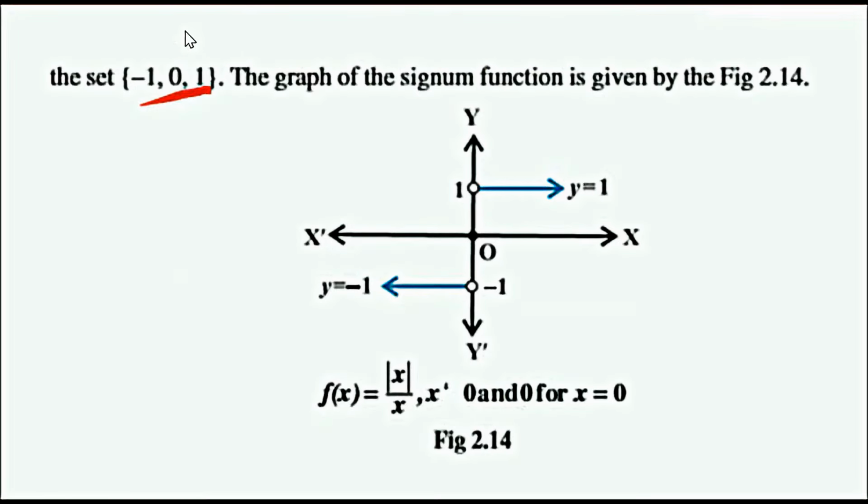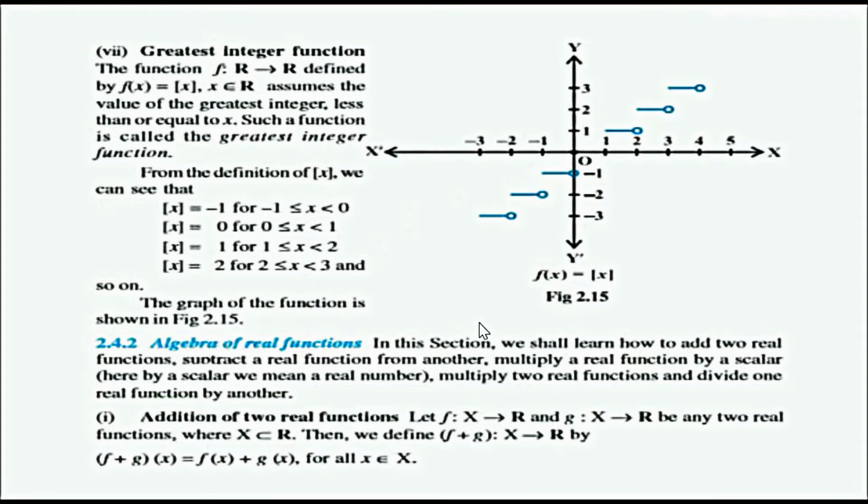So it will be -1, 0, 1. So the graph of the signum function is like this. This is 1. If you place any positive value here, it will be 1. If you place any negative value, it will be -1, and for 0, it is 0. This is the function actually.